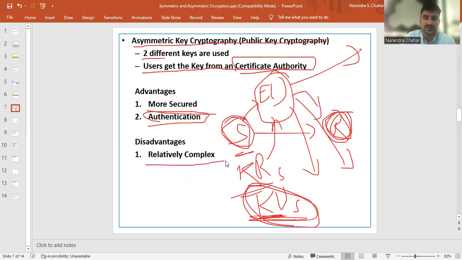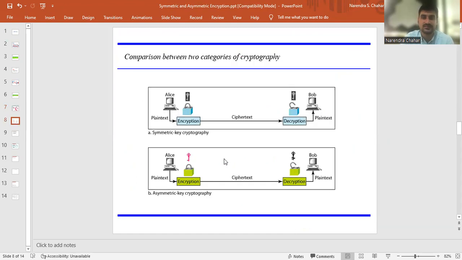Now, what is the disadvantage of this? It is relatively complex compared to symmetric cryptography. This is the only disadvantage. Now we have seen both the things. What is the comparison between these two?